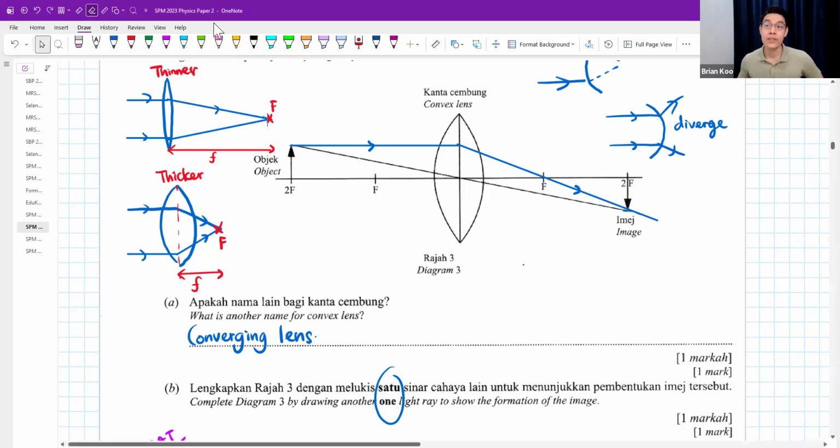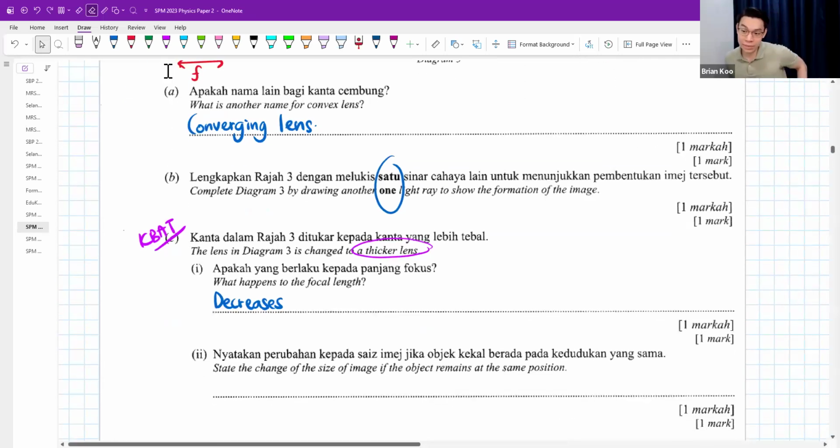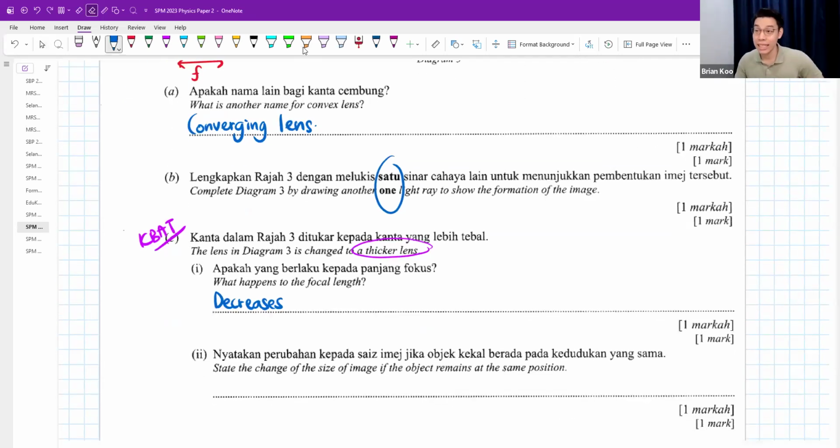So this is something you all need to know. It's getting more and more popular these days. The focal length decreases. That's the answer. You can say decreases or becomes shorter also can. Okay, then they ask, state the size of the image if the object remains at the same position.